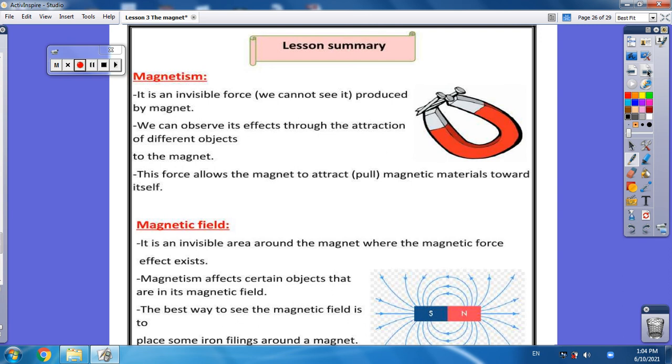And also the magnetic field is an invisible area. We cannot see the magnetic field area, but we can see it by using iron filings. When we place some iron filings around the magnet, we can see the magnetic field in the best way. Okay?